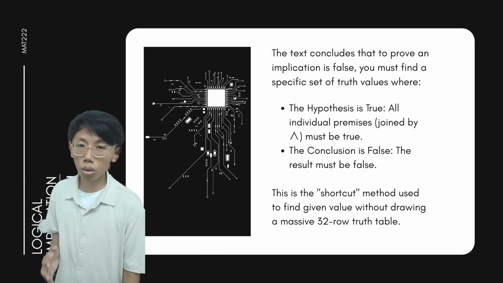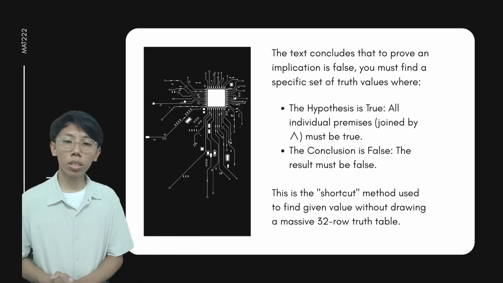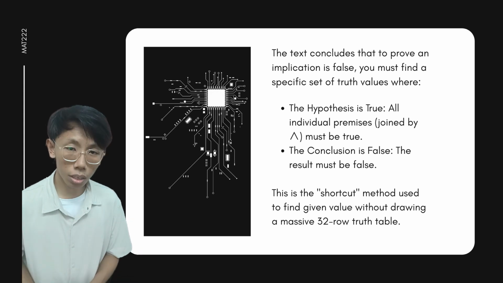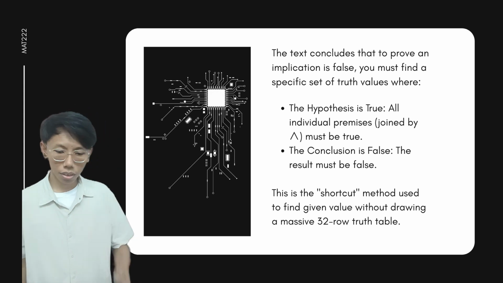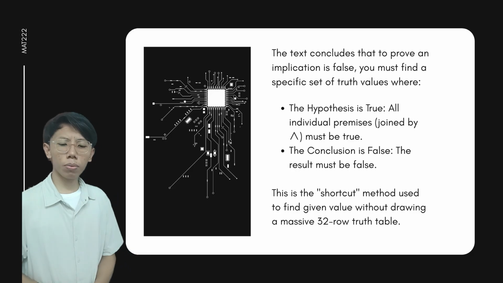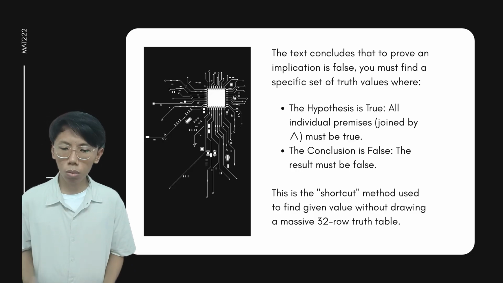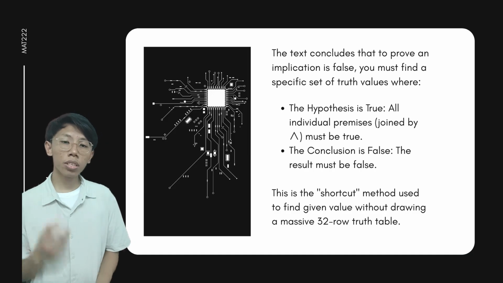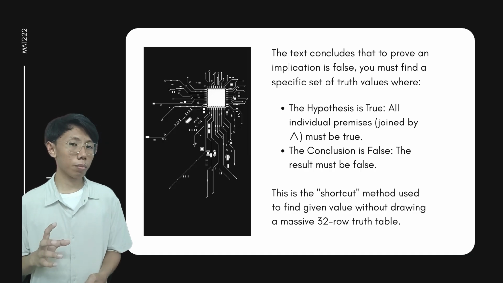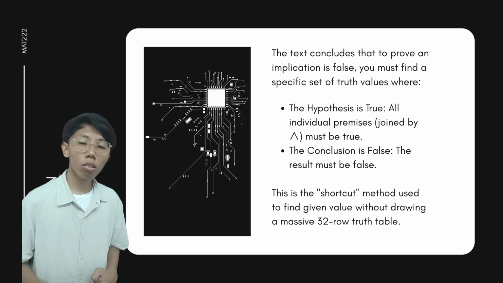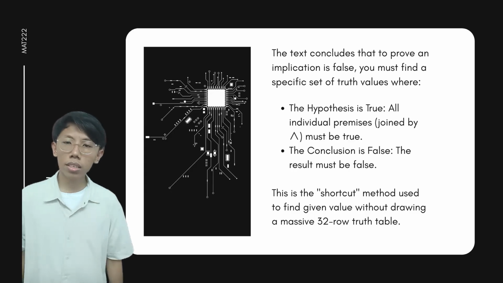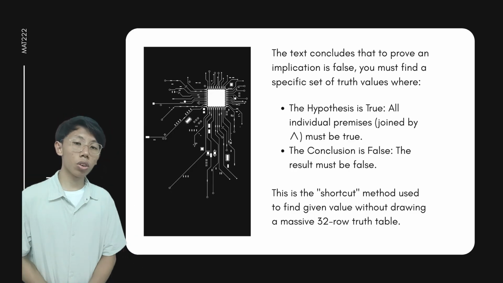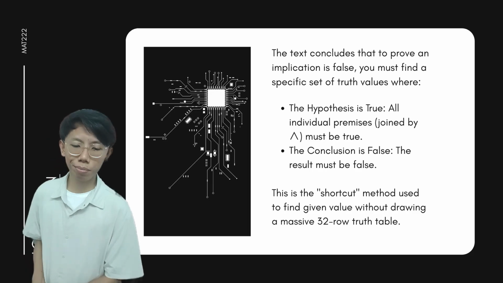Now, based on our learning about finding truth values of primitive statements using invalid logical implications, we find that to prove the implication is false, you must find a specific set of truth values where the hypothesis is true, but the conclusion is false. This is a shortcut method used to find given values without drawing a massive truth table.